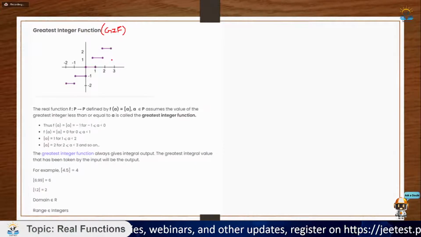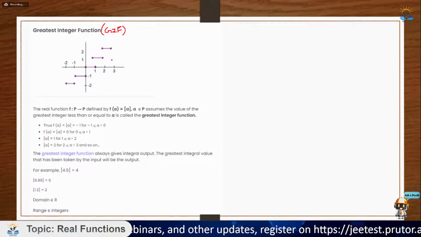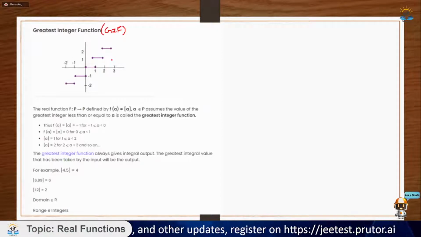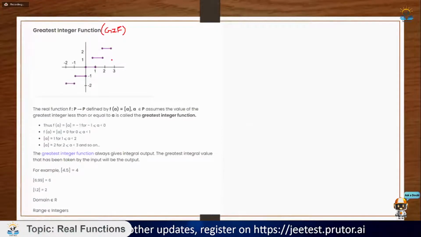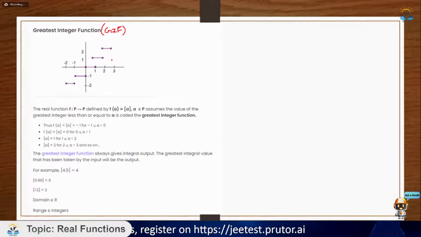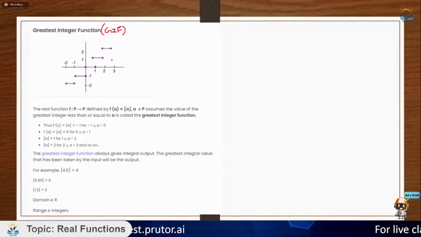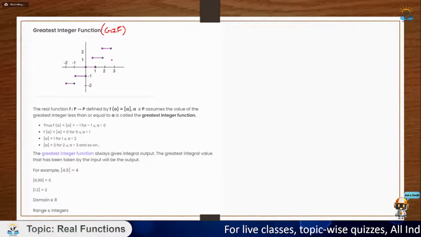Let's say I am getting 1.2, then my GIF would be 1. If I am getting 1.5, then also my GIF would be 1. And if I am getting 1.7, then also my GIF would be 1. It is not rounding off. Greatest integer function is the integer before the value. If you're getting 1.2, then your answer would be 1. If you're getting 1.7, then also your answer would be 1 only. It will not round off to 2. Okay, I hope you got it.